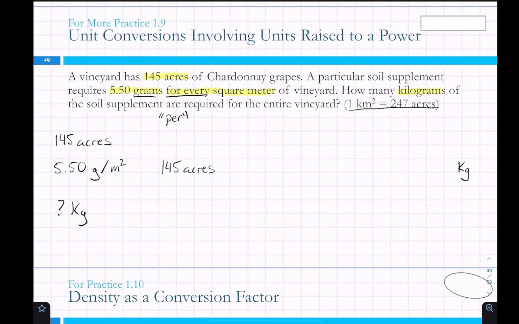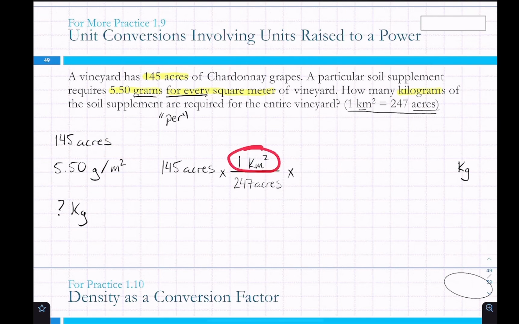And we're also given 1 kilometer squared equals 247 acres. So the only thing that we can actually convert right now is from acres to kilometers squared. So we can start there and we'll say 247 acres. And the reason that's the only thing we can convert is because that's the only unit that we can cancel. And so that's 1 kilometer squared. Okay, and that gets us closer to this, 5.50 grams per meter squared.